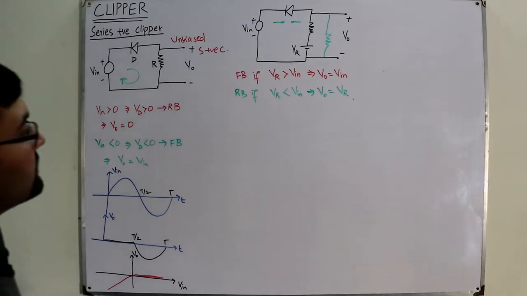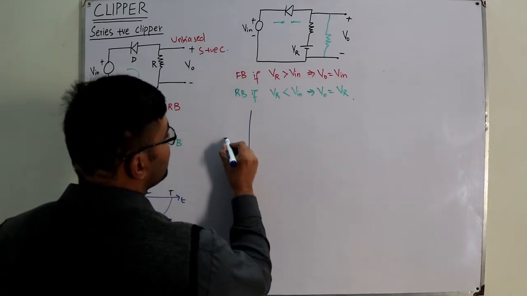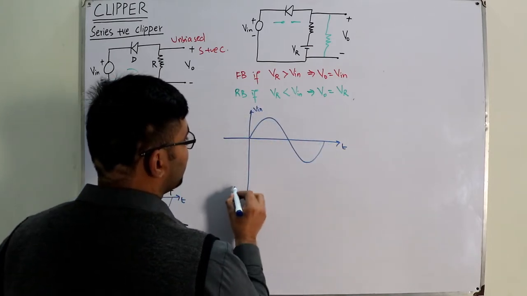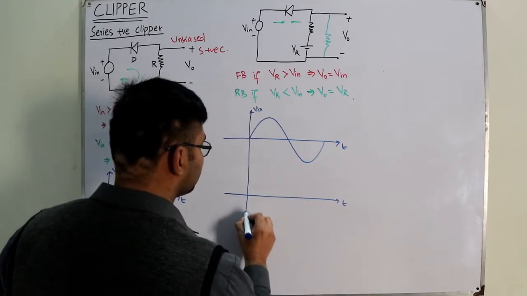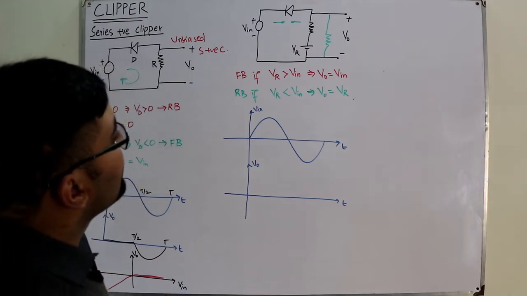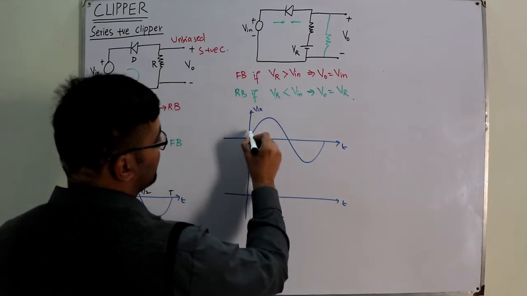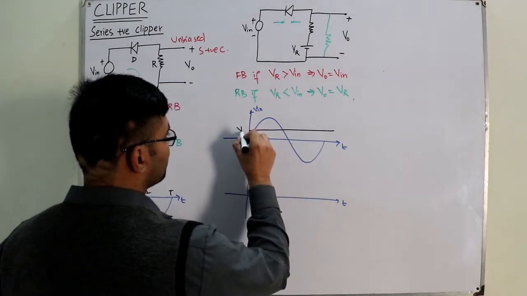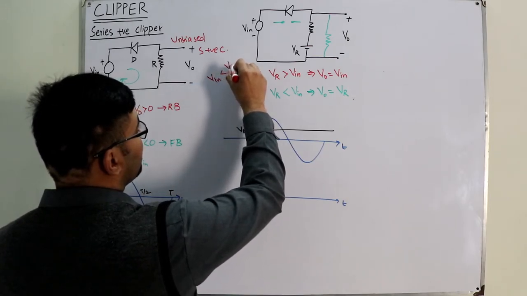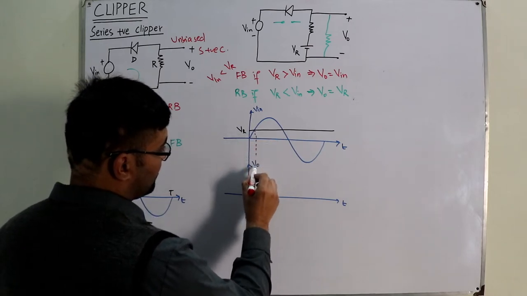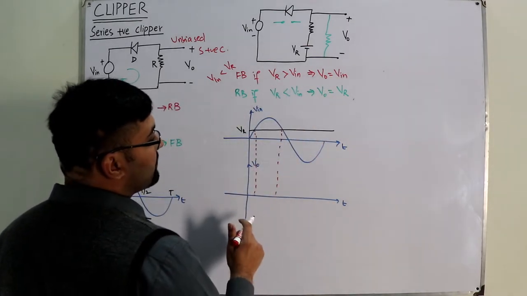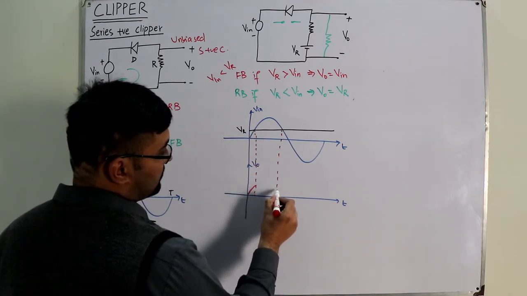Let me draw the waveforms. Let's consider a sinusoidal wave again. The input voltage is a sinusoidal wave. What do we have for the output? Have a look. VR is greater than V input. Let's say we have VR somewhere over here. You could also say that V input is less than VR. So when V input is less than VR, the output is equal to the input.